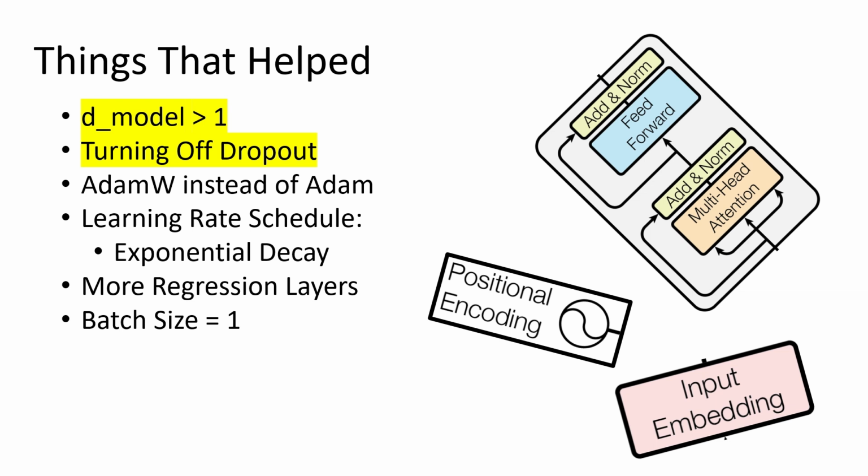I listed a few other things that I tried out while struggling to get the model to fit correctly. And these all helped a little bit, but they weren't the major issues highlighted above. So using AdamW instead of Adam helped out a little bit. Using a learning rate schedule helped out a little bit. Increasing the size of the regression component and dropping batch size down to 1 all helped just a little bit with the problem.